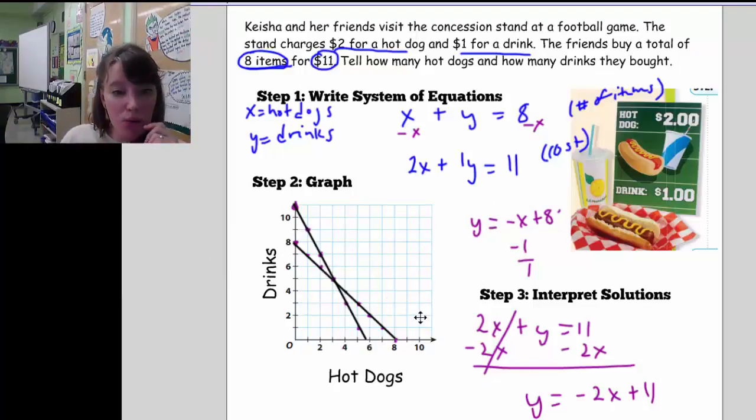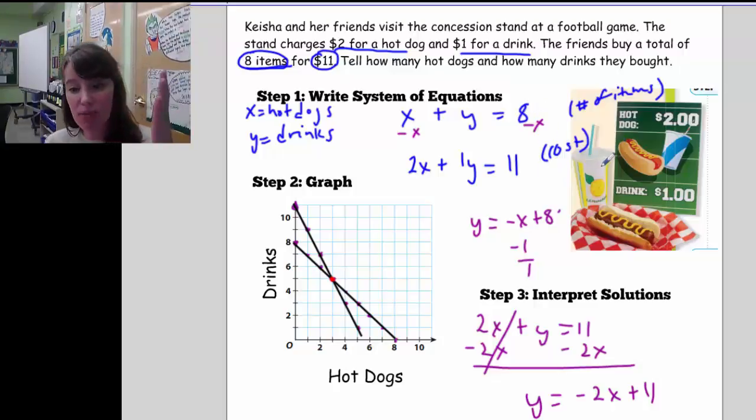So here, what I'm looking for is the intersection of these two equations, because that's going to be the x and y coordinate that satisfies both of them. Notice that because of the way this works, I actually have to satisfy both equations in order to answer this question, right? So both the total of their items has to be 8, and they also can only spend $11.